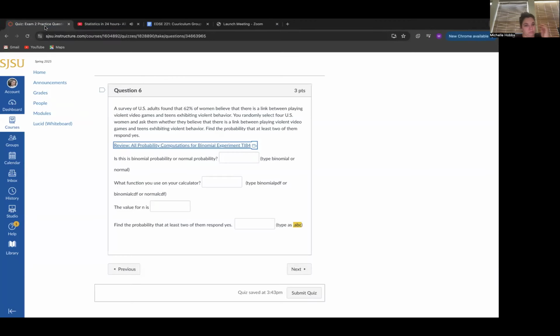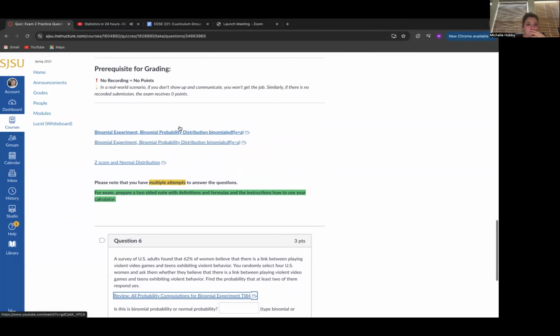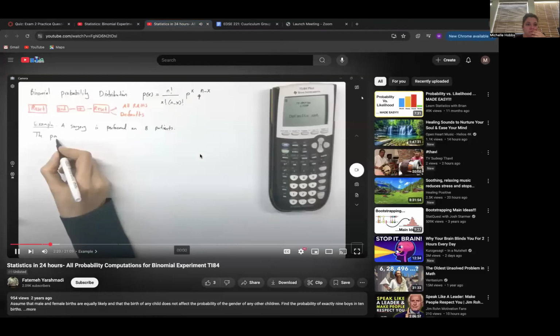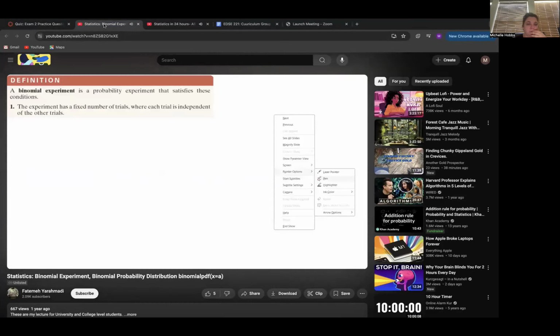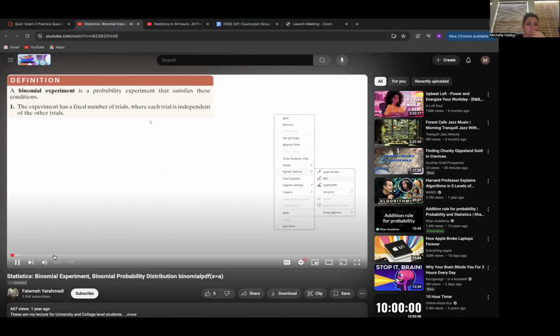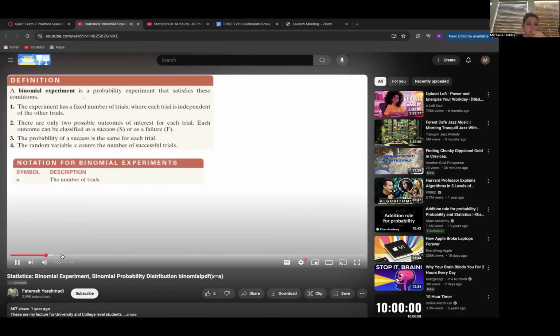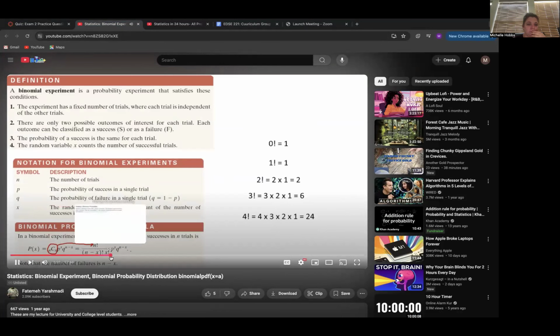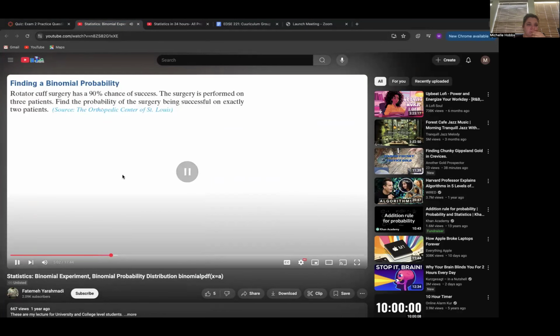The experiment is performed on 8 patients. The probability of success is 90%. What is a binomial experiment? The question says find a probability.